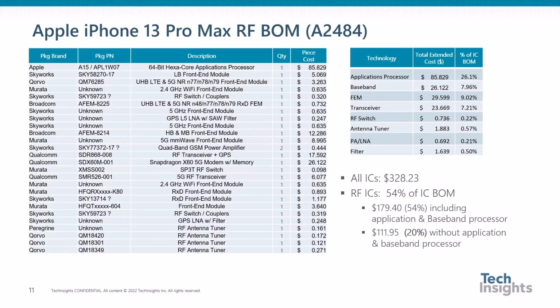This slide shows the BOM costing analysis for RF chips within the iPhone 13 Pro Max. Simply a list of all RF chips with their associated piece cost. We see that all ICs cost $328.23. All RF ICs make up approximately 55% of the entire BOM. This translates to $179.40. Now, if we remove the application or baseband processors, we are left with the RF front-end components up to and including the transceiver. These components make up 20%, or $111.95 of the entire BOM of the phone.